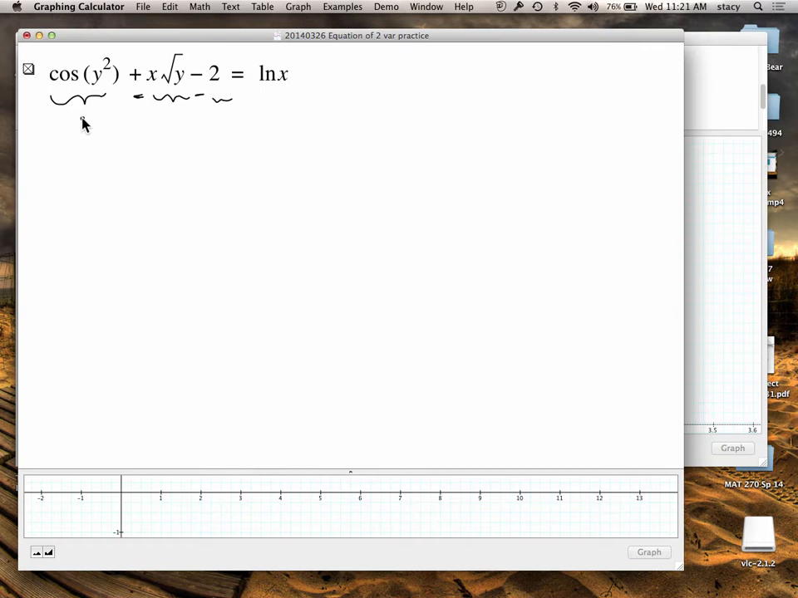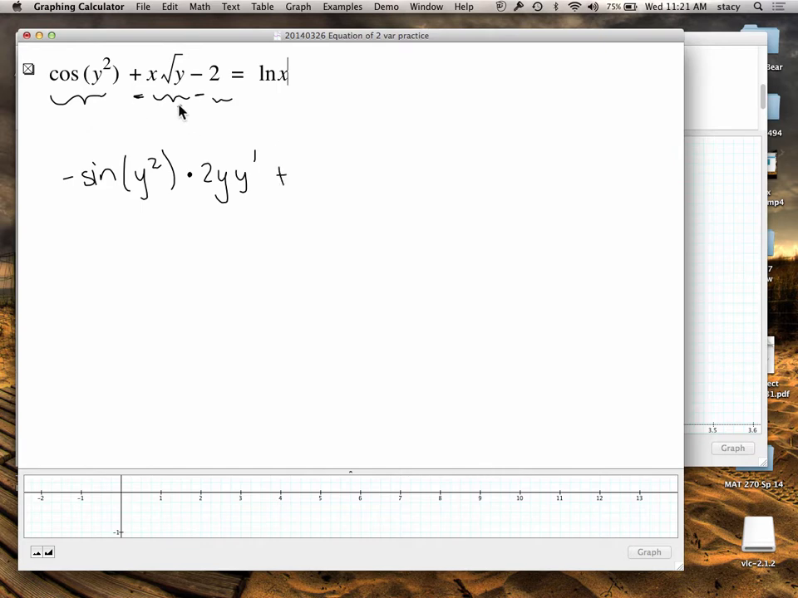So the rate of change of the first piece is negative sine of y squared times 2y times y prime. That's a double chain rule, right? Because the rate of change of y squared is 2y. You use the power rule, but the chain rule tells you you have to multiply by the rate of change of y, right? All right.